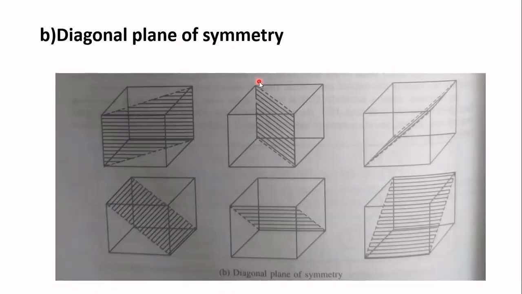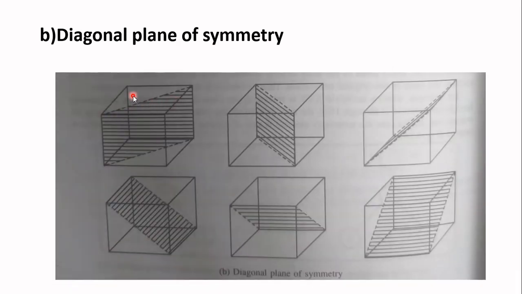Another one, diagonal plane of symmetry, that is an imaginary plane which divides the unit cell diagonally.